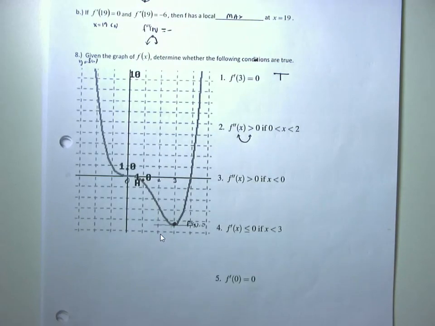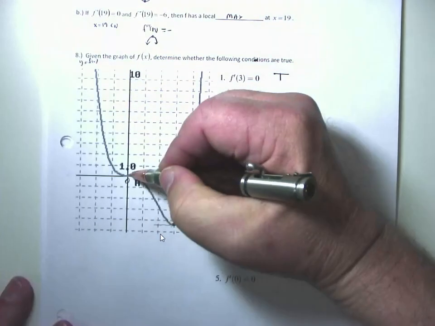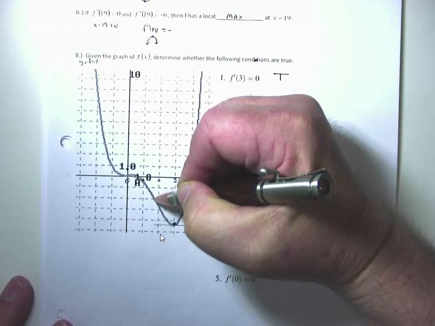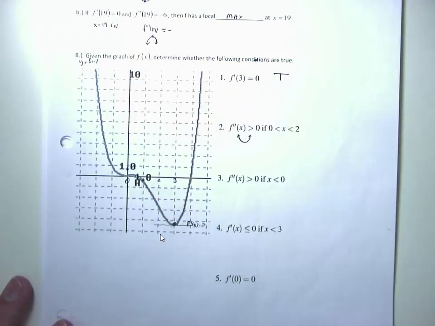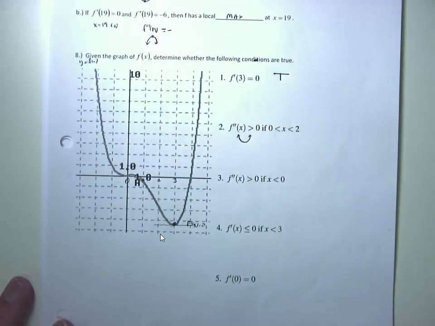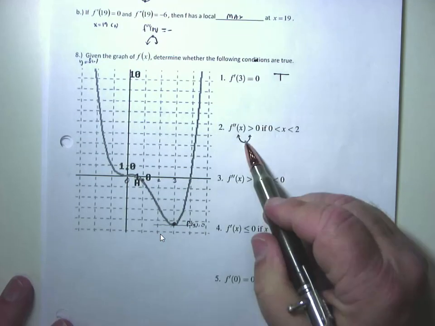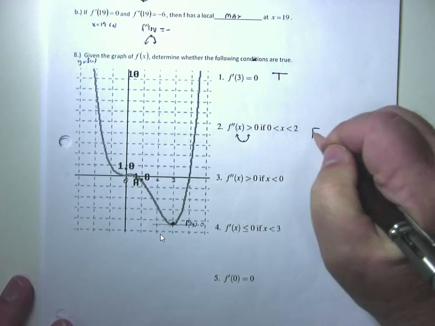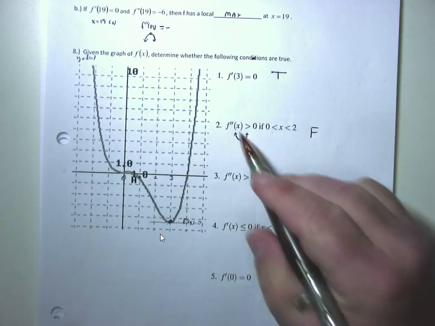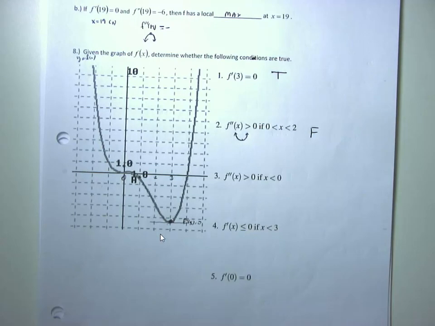True or false? Well, look at the graph. It goes down and then keeps going down and eventually comes back up again. Is it completely concave up here? No. That's false. Second derivative measures concavity. First derivative measures increase, decrease. Second derivative measures concavity. This is the nice guy because you can read it right off the graph.